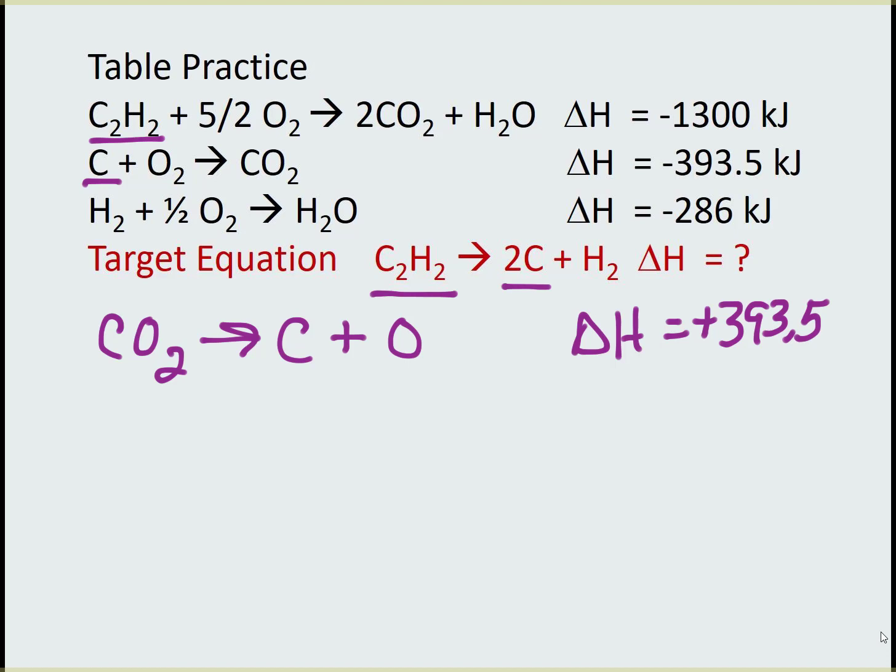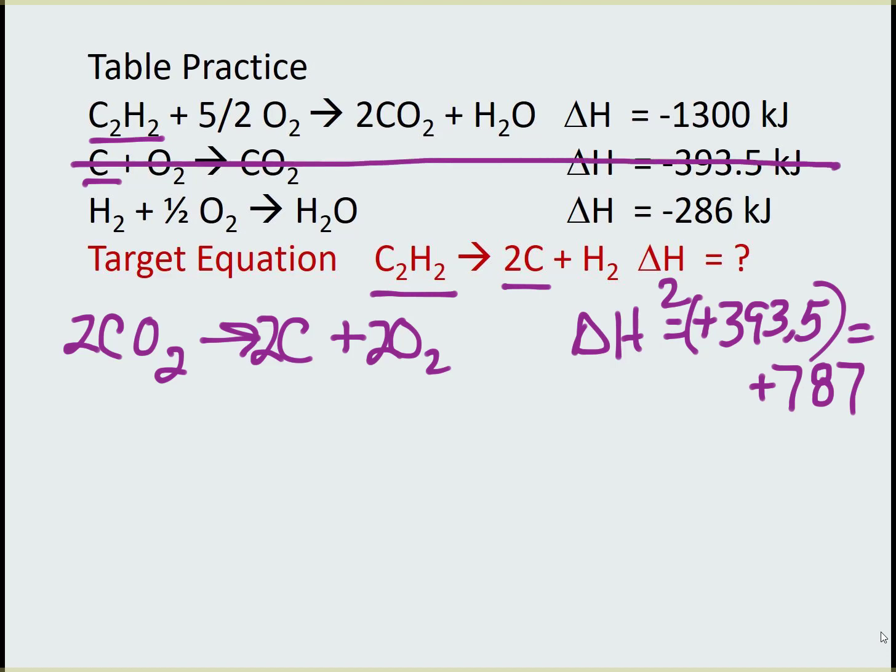And let's ask ourselves the question, do we have the correct amount? And the answer is no. I need to also multiply through by 2. So 2, 2, 2, and the delta H is multiplied by 2. And I get a positive 787 for that one. And I'm going to cross out my equation so I know not to add into it and get confused. And let's look at the next one.